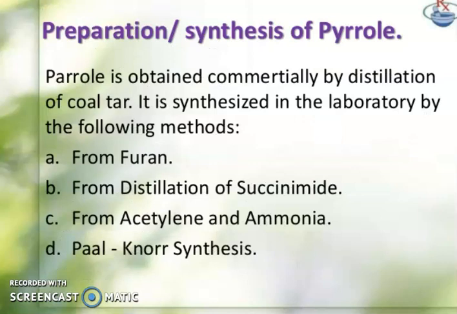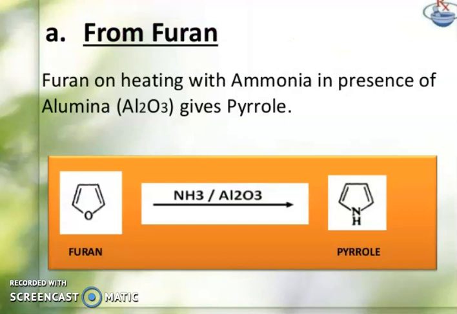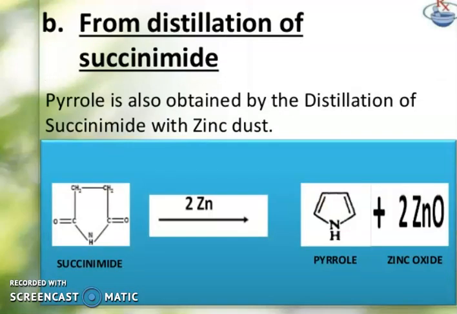So pyrrole is obtained commercially by distillation of coal tar. It is synthesized in the laboratory by the following methods: from furan, from distillation of succinimide, from acetylene and ammonia, and Paal-Knorr synthesis. Now from furan. Furan on heating with ammonia in the presence of alumina, Al2O3, gives pyrrole. See the reaction.